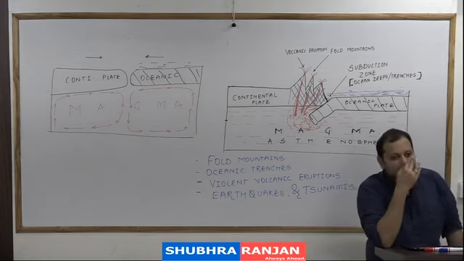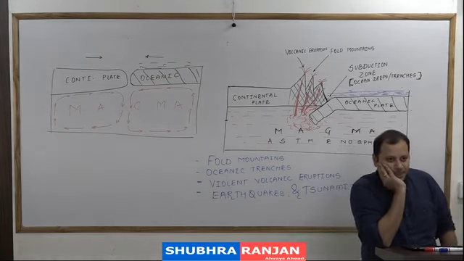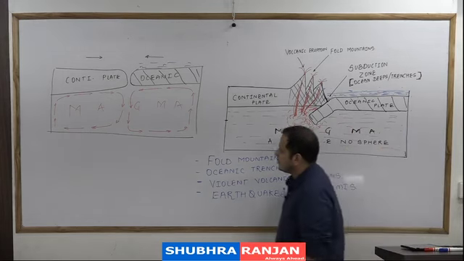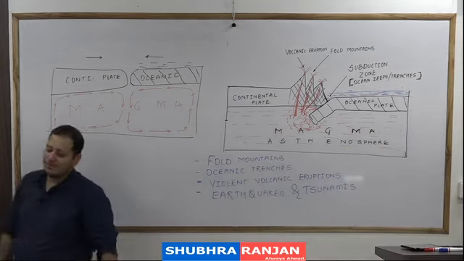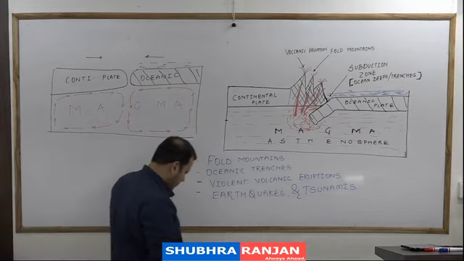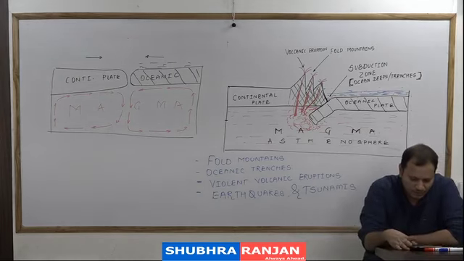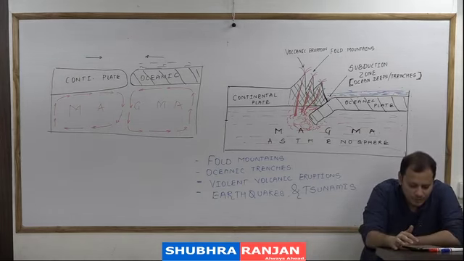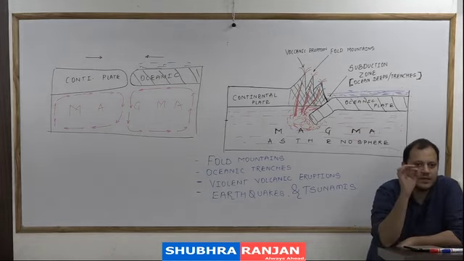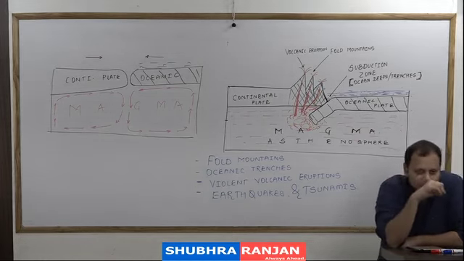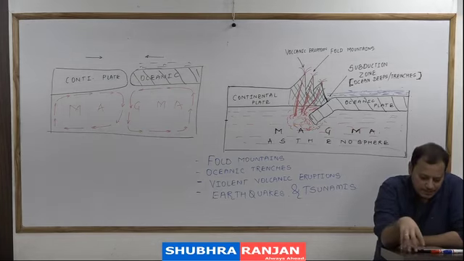So take down some of the main points. This is the most common type of collision, which occurs due to the interaction of oceanic plate and the continental plate.